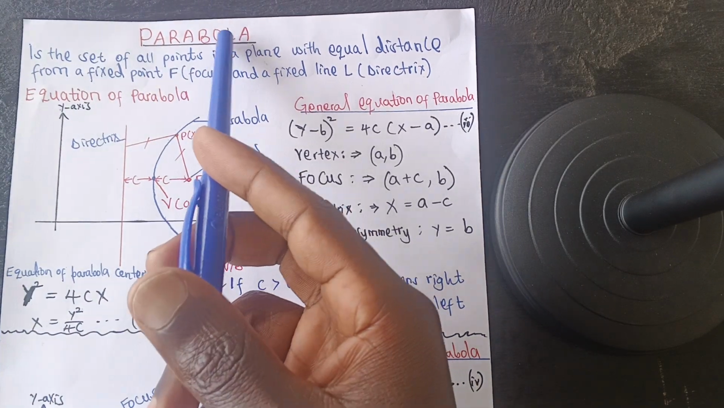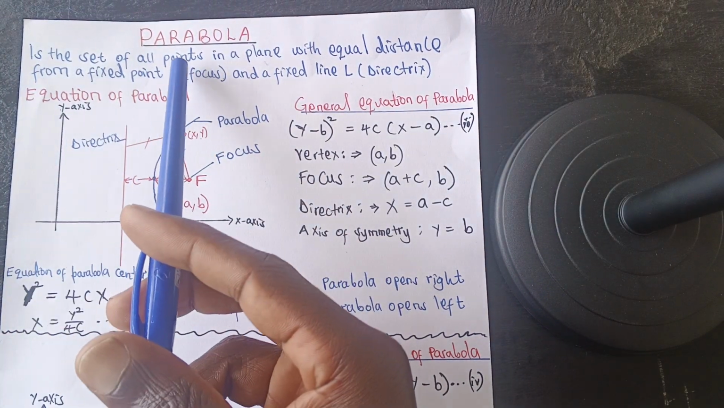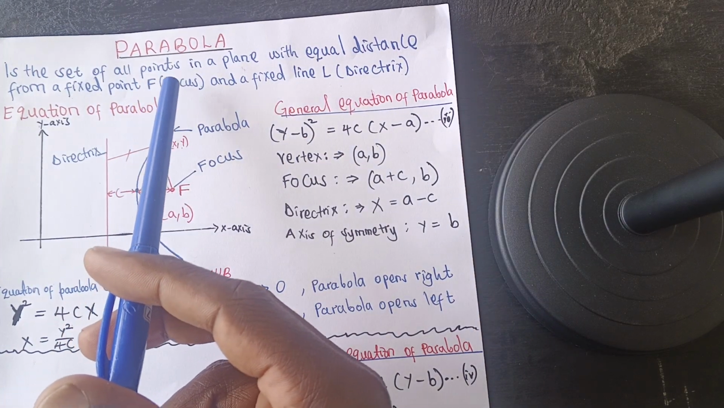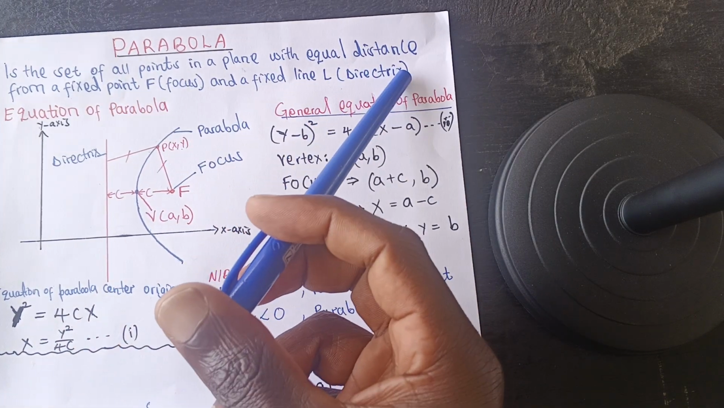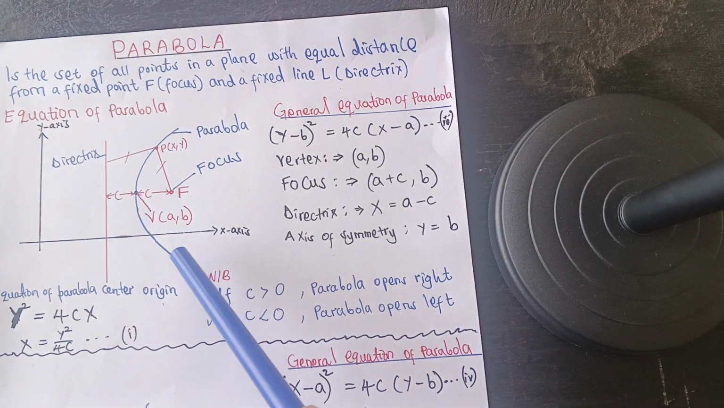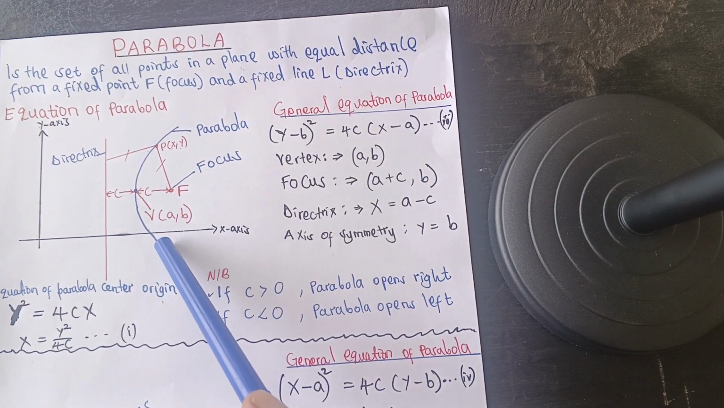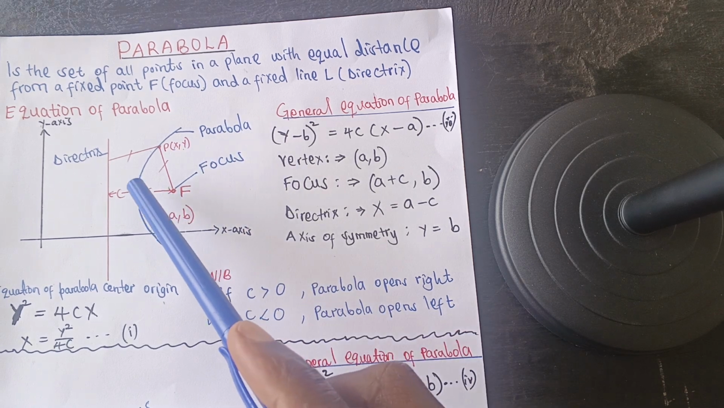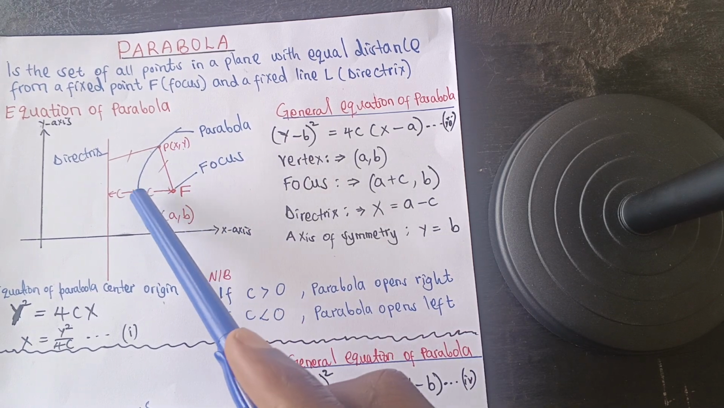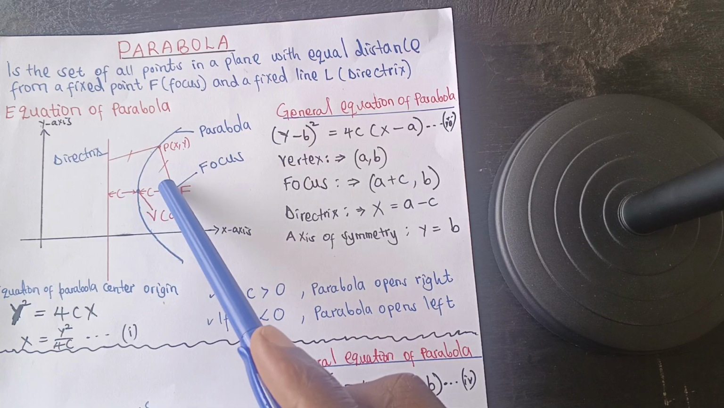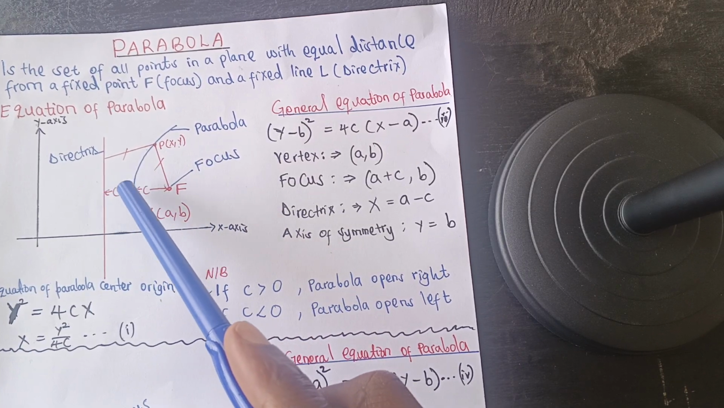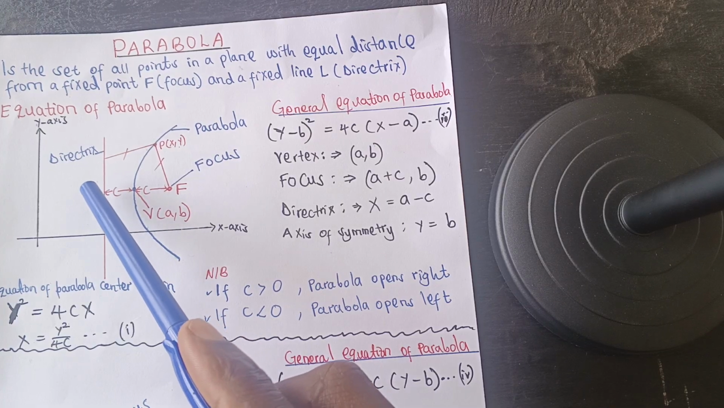If we ask what is a parabola, a parabola is the set of all points in a plane with equal distance from a fixed point F, the focus, and a fixed line L, the directrix. So this is what we call the parabola. All the set of these points in this plane is called the parabola, and it always has a fixed point before the parabola. It's called the focus, and the fixed line after the parabola is called the directrix.